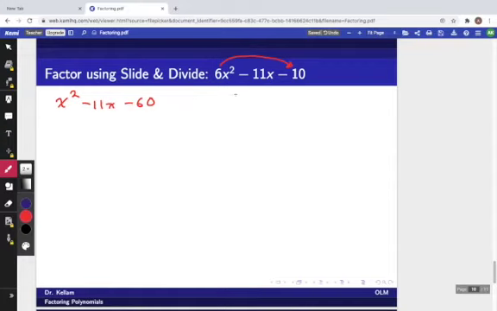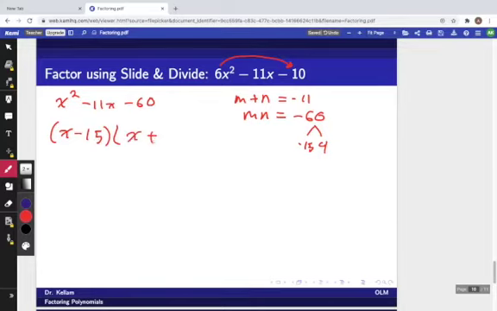Then we recognize that the two numbers that add to give us negative 11 but multiply to give us negative 60 are indeed negative 15 and positive 4. So we would then write this as x minus 15, x plus 4. Now, that is not the final answer, because all we've done so far is the slide part. Now we have to do the divide part.